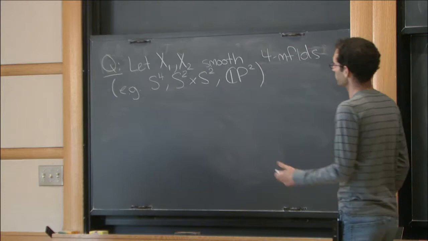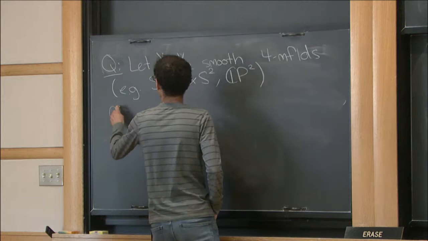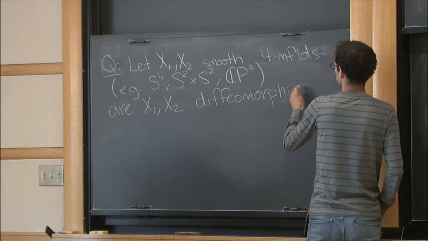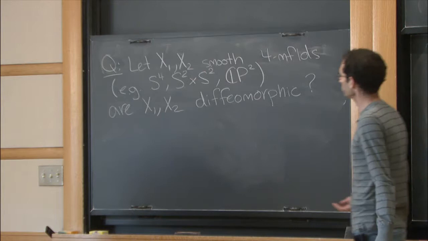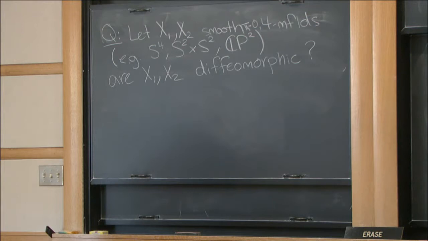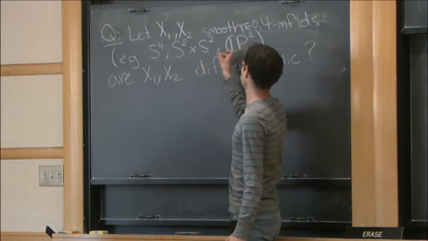The question we'd like to ask is, how do we know if they're equivalent? So are X1 and X2, let's say for this talk, diffeomorphic? In other words, is there some smooth bijection between these two spaces? And I'm going to add an extra little assumption to make the talk easier. I'm going to add the condition that these manifolds be simply connected, or their fundamental group is trivial. That means every loop bounds a disk. All of these examples will fit into that, so you could just keep these three manifolds in mind.